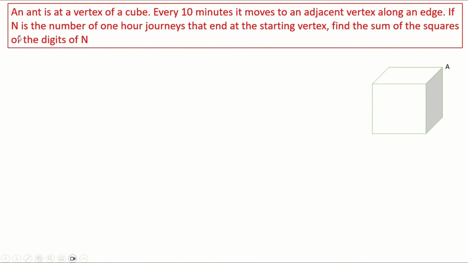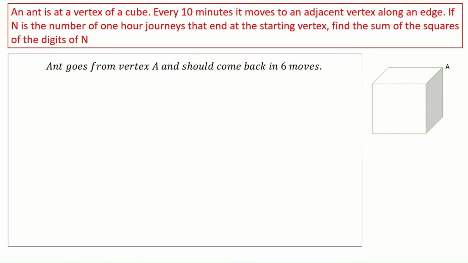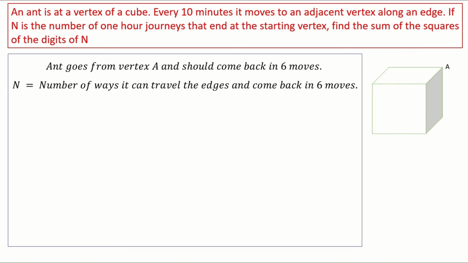First you find out n, how many such 1 hour journeys are possible where it can come back, and then you find out the sum of squares of the digits of n. So if it is 1 hour, then we know that every 10 minutes it makes one move, which means it is 6 moves. So in 6 moves it should come back.